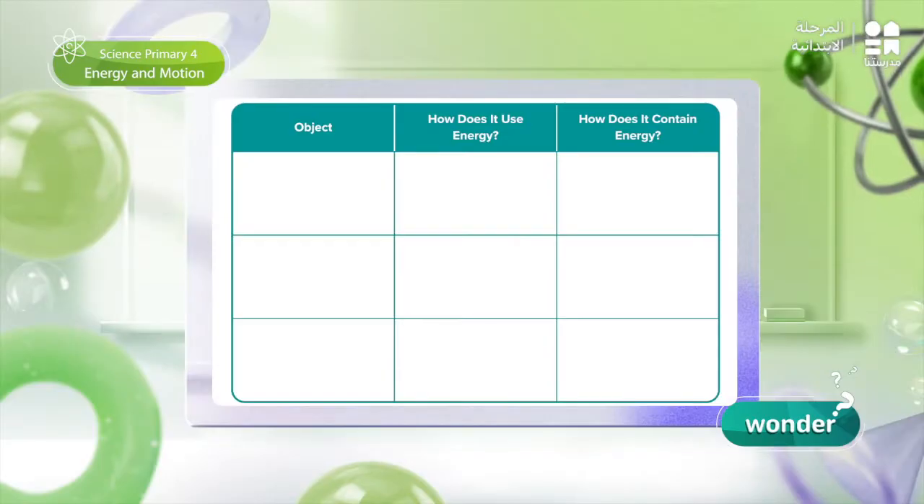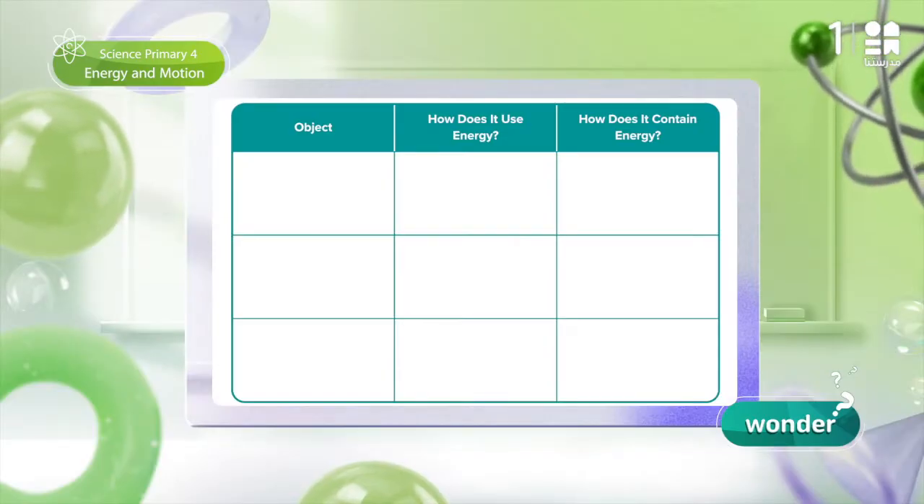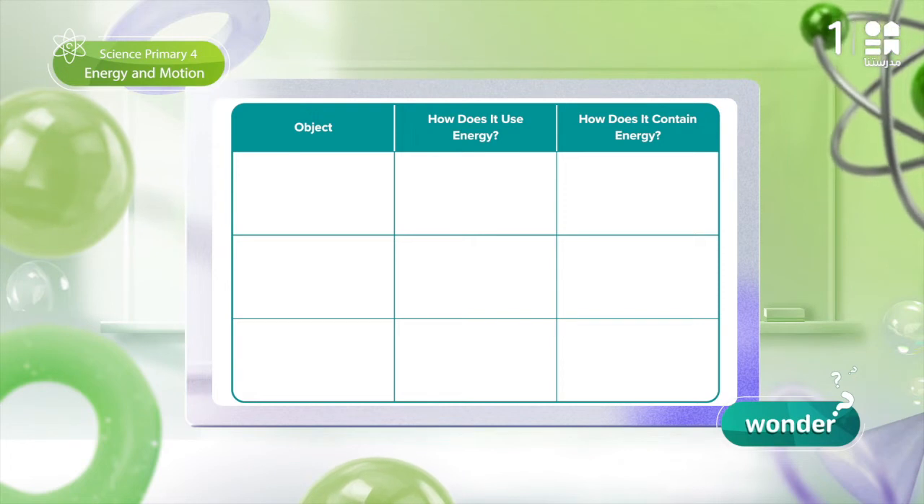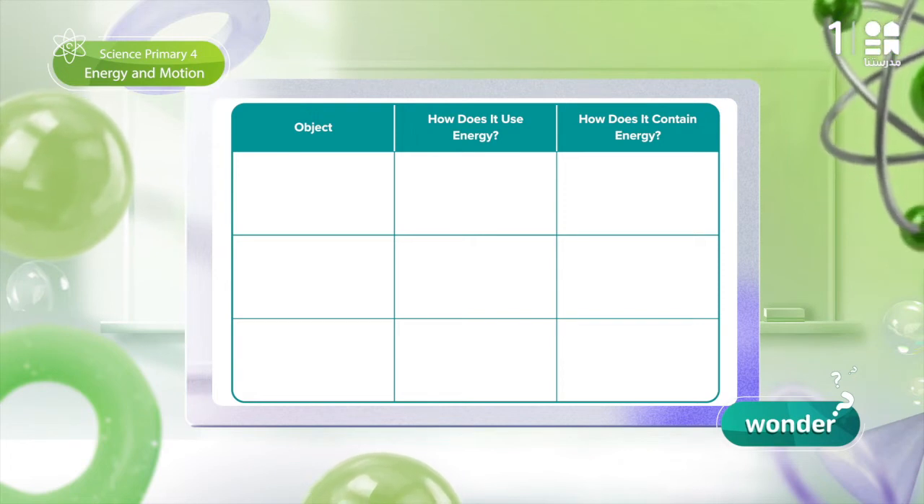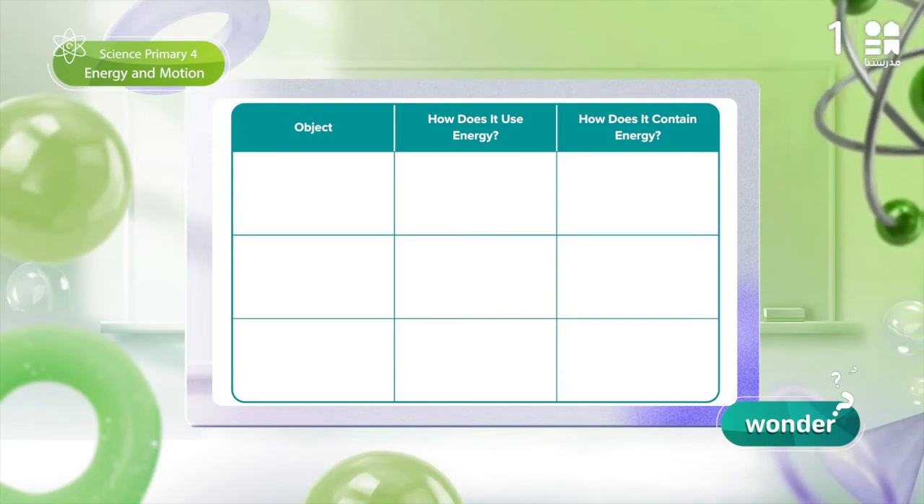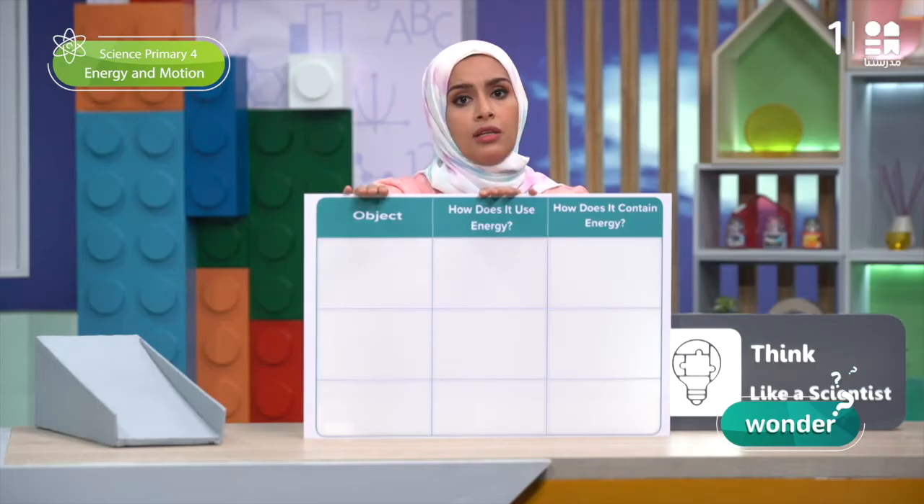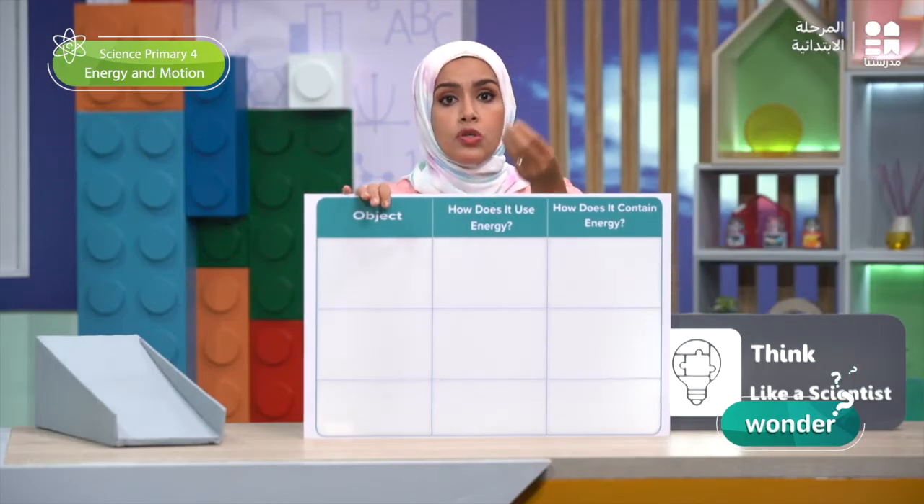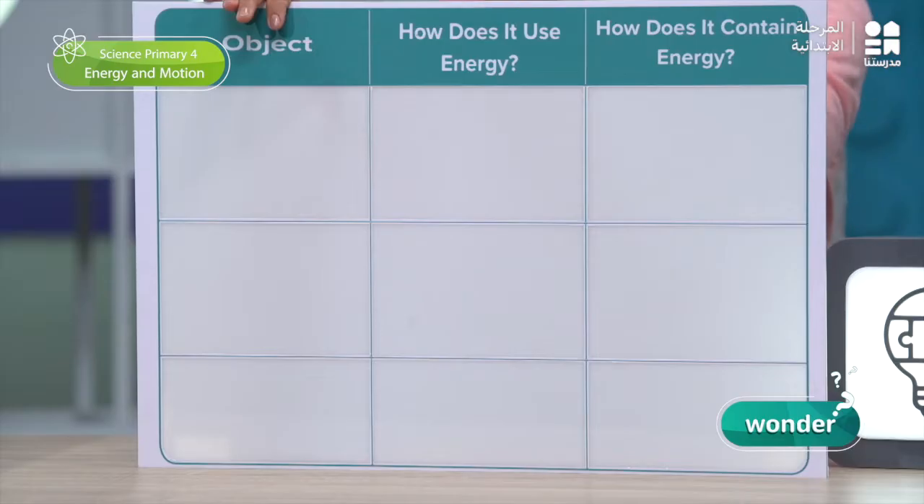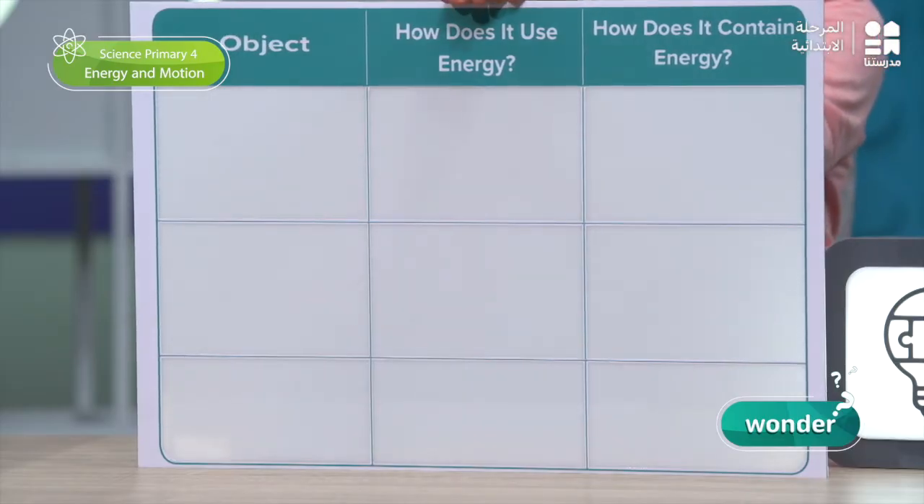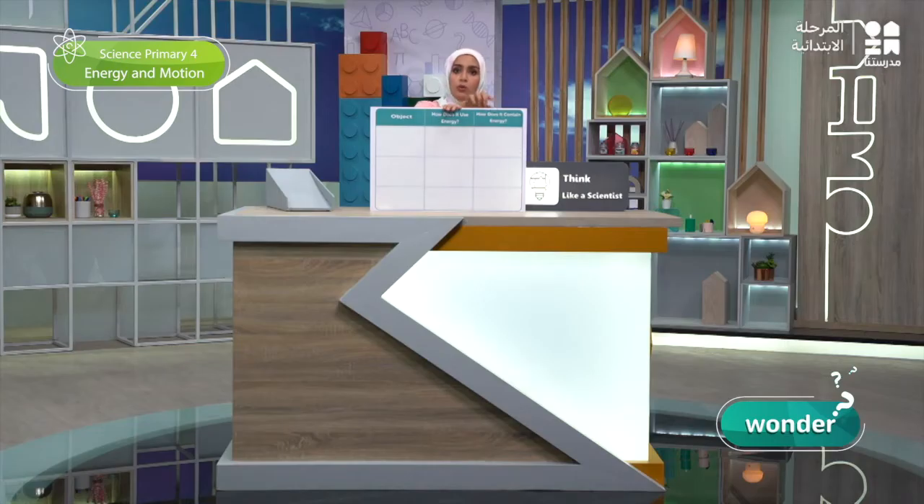While you are observing, you will fill the table on page 164. I'll observe like you the things in the class. تعالوا نشوف هنعمل ايه في التيبل. We will write the name of the object we observe in the first column. If this object uses energy, we will write how this happened in the second column. And if this object contains energy, we will explain that in the third column.